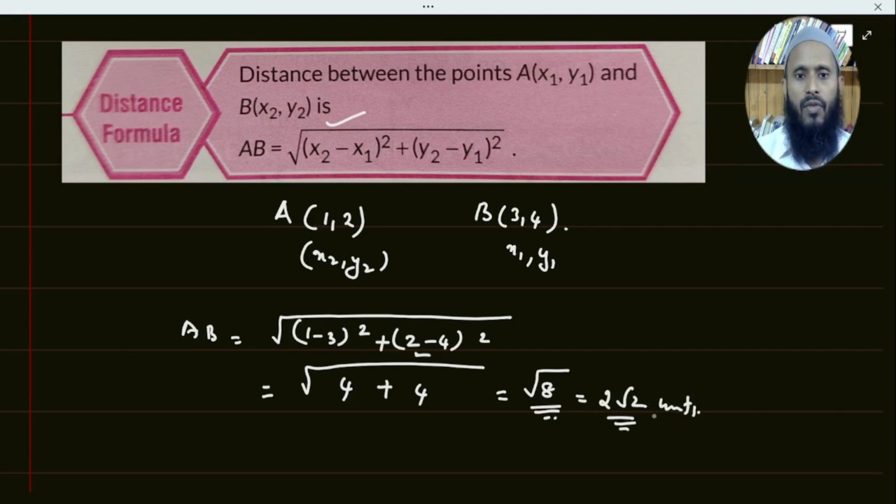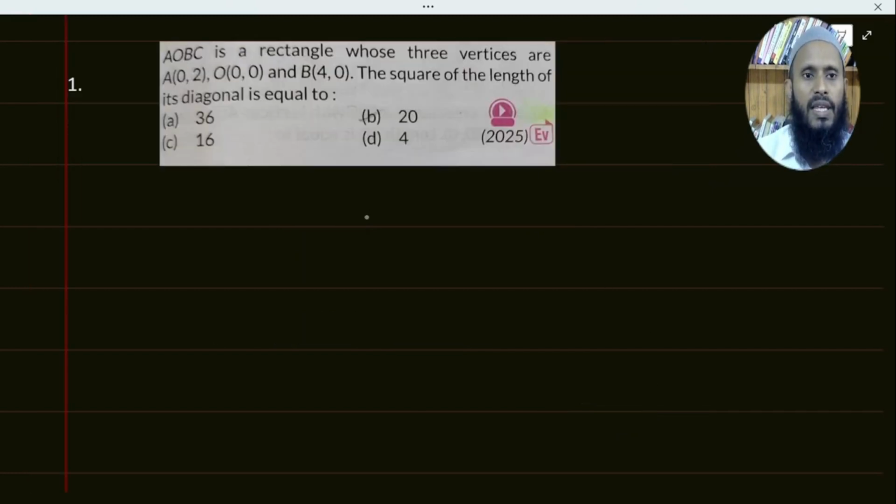Very simple formula. We'll try to solve some questions based on this formula. Moving to the first question. It's given AOBC is a rectangle whose 3 vertices are A (0, 2), O (0, 0) and B (4, 0). The square of the length of its diagonal is equal to. This was asked in 2025.